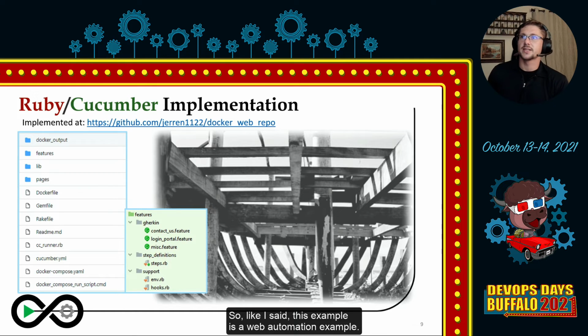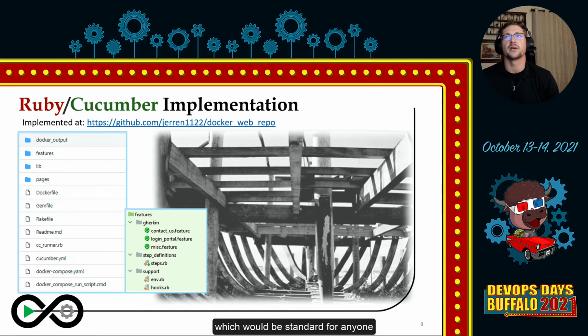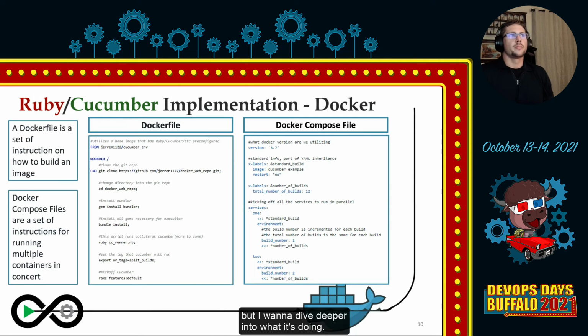So like I said, this example is a web automation example, so we're going to talk in that context from here on out, and you can see the structure, which would be standard for anyone that's used to Ruby Cucumber. So we talked about Docker a little bit, but I want to dive deeper into what it's doing.